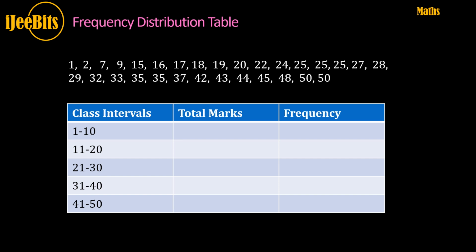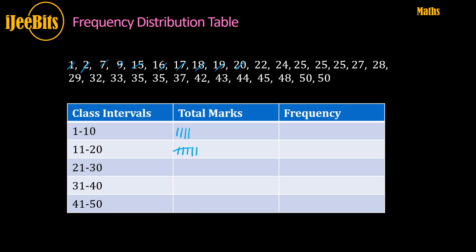Let's start. I have 1, so 1 would be in the 1 to 10 class, so I will put 1 here. And 2 should also be in the same class, and then 7 would be in here only. 7 and 9 are also here. And 15 is in the second class, 11 to 20 class. 16 would also be here, and 17 would also be here. Agree? And then 18 would also be here, and then 19 and 22, right?